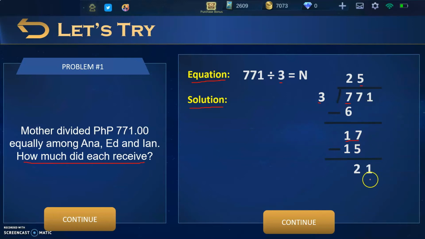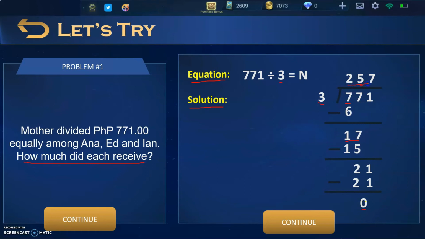So bring down 1. 21 divided by 3 is equal to 7. And 7 times 3 is equal to 21. Then subtract. 21 minus 21 is equal to 0. So there is no number that we can bring down. So we are done. And also our answer here is 0. So there is no remainder.